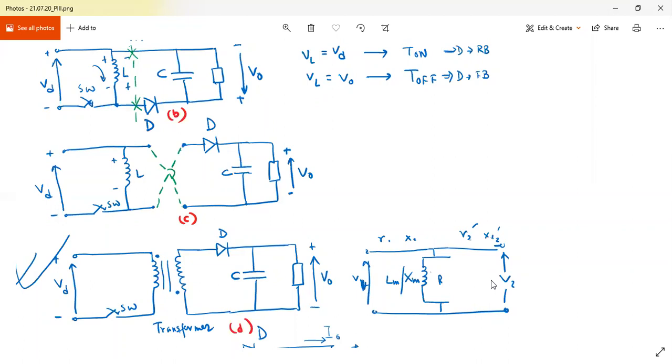Because a transformer is basically, if we don't consider the series branch and the core loss component of resistance, then a transformer is basically an inductor in parallel, that is the magnetizing inductance. So this L will be equivalent to the magnetizing inductance of the transformer having negligible series impedance. Clear? So therefore, that inductor is substituted.